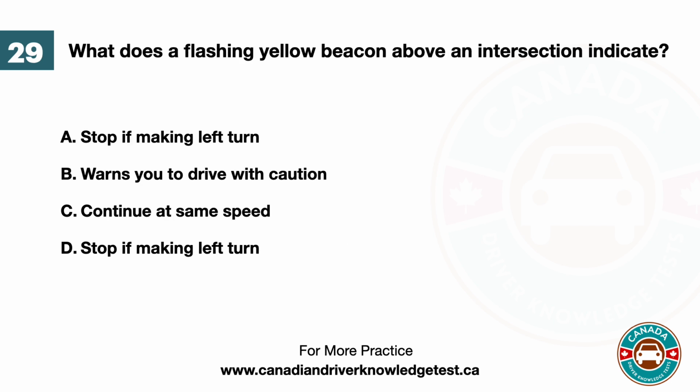Question 29. What does a flashing yellow beacon above an intersection indicate? A. Stop if making left turn. B. Warns you to drive with caution. C. Continue at same speed. D. Stop if making left turn. The answer is B. Warns you to drive with caution.